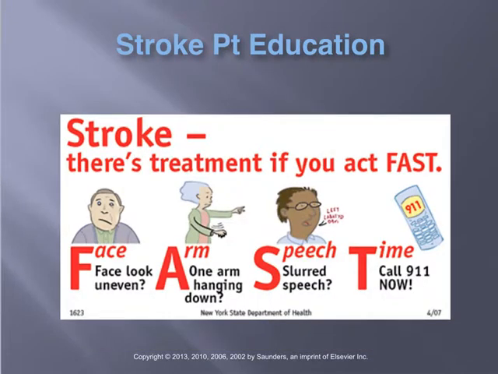The other thing is there's the FAST acronym, and this is patient education. So if you have a patient that is at risk for having a stroke, maybe they're diagnosed with atrial fibrillation, teach them this mnemonic. Okay, face, does their face look even or uneven? Is one arm hanging down, not doing what the other arm is doing? Is their speech slurred or impaired? And then if any of those things are true, time is of the essence and they need to call 911 now. So this is some important patient education for those people that are at risk for stroke and their loved ones.